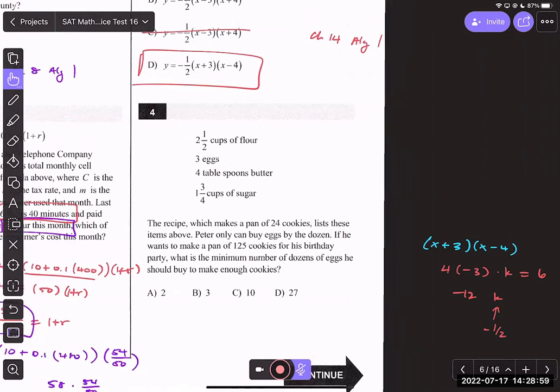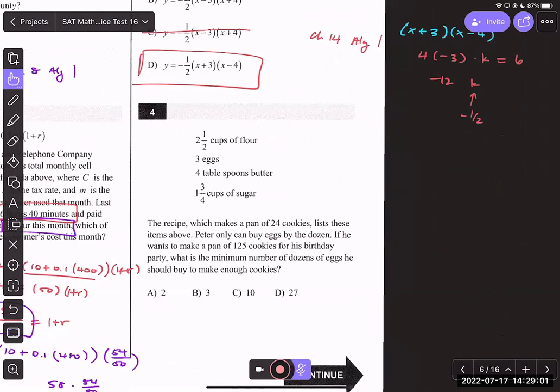And probably our last question for today, problem number 4. 2½ cups of flour, 3 eggs, 4 tablespoons of butter, and 1 3/4 cups of sugar. The recipe, which makes a pan of 24 cookies, lists these items above. Peter can only buy eggs by the dozen. If he wants to make a pan of 125 cookies for his birthday party, what is the minimum number of dozens of eggs he should buy to make enough cookies?